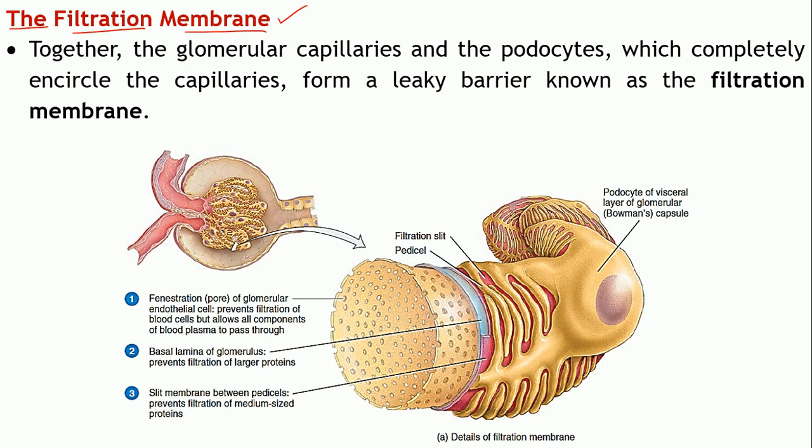Now, where does the filtration take place? In the renal corpuscle, right? Through these capillaries, the glomerulus which is present over here, a network of capillaries. So, what is present in the walls of the capillaries? What is it made up of? The capillary wall is made up of endothelium, right? Endothelial cells and the basement membrane will be present. You all must have studied this in your CVS.